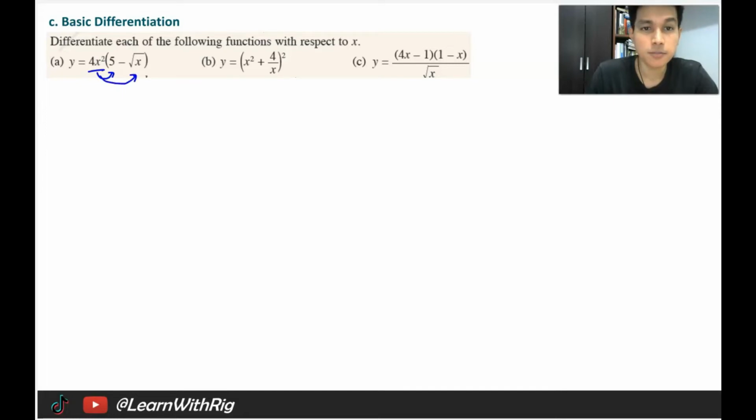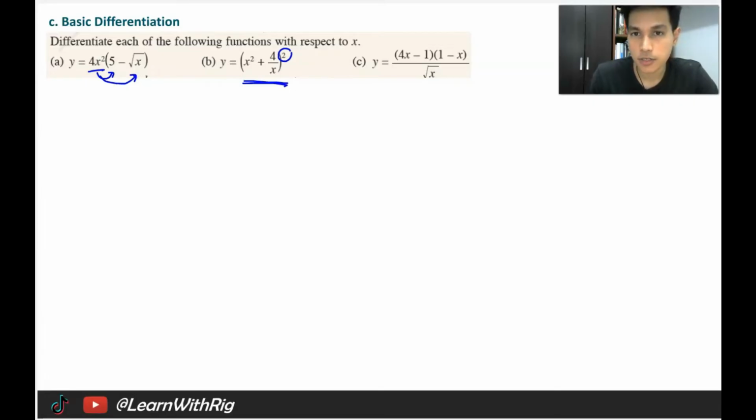Right? If you expand, then you don't have to use product rule. You can just use basic differentiation rule. And the second question here, what are you going to do? In this question, you can actually use the composite function rule. But since it is just square, you can also expand it. It's not difficult to expand. So once you expand, it becomes much easier to solve. You can use the basic differentiation method as well.